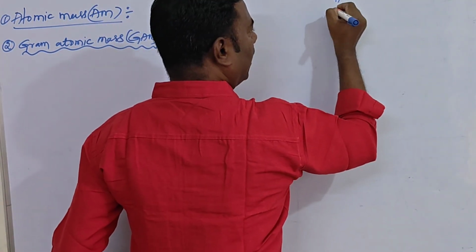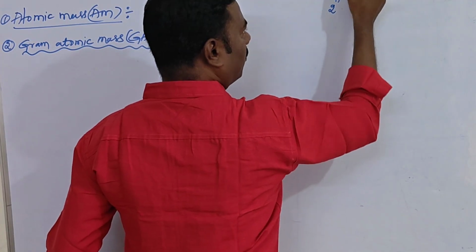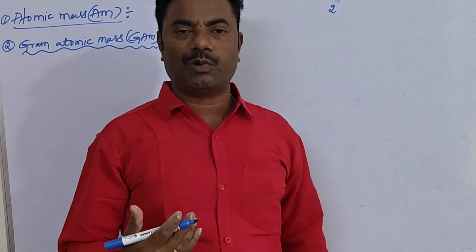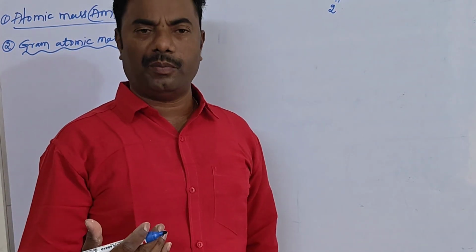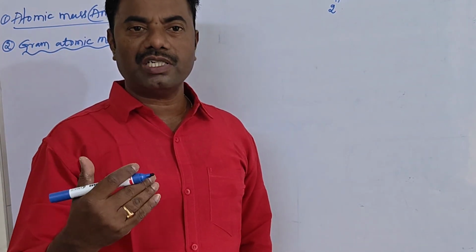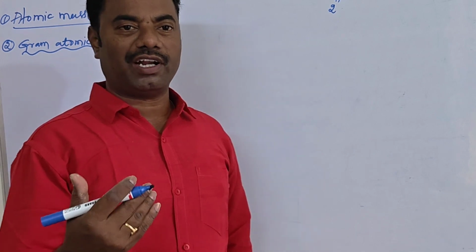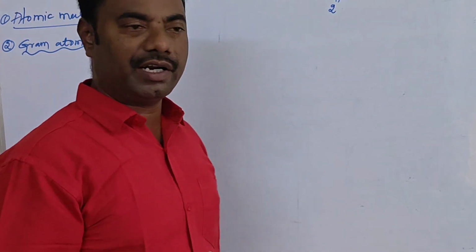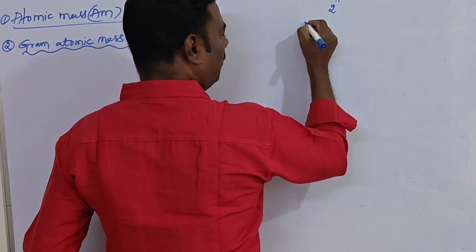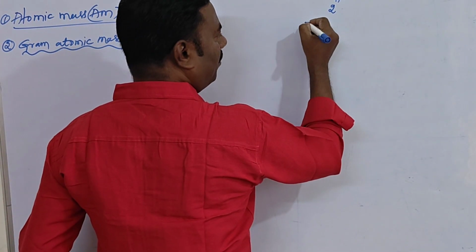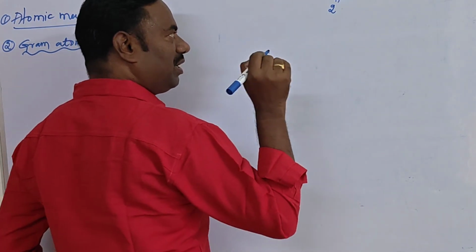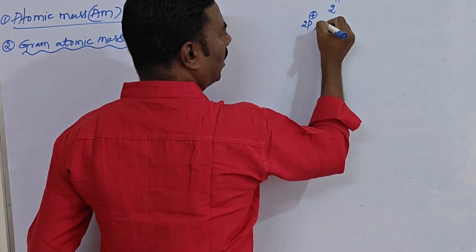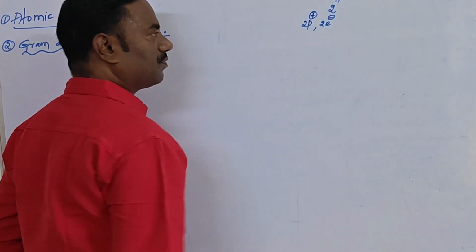Helium, its atomic number is 2, mass number is 4. Atomic number 2 means which contains 2 protons and 2 electrons. What is meant by atomic number? Number of protons present in a nucleus of an atom is called atomic number, or number of electrons present in a neutral atom is called atomic number.